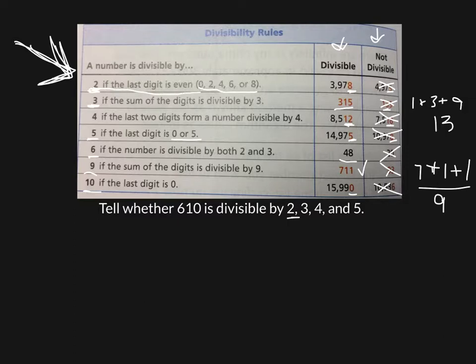If the last digit is even, is 0, 2, 4, 6, or 8? Yes. So is it divisible by 2? Yes. So I'm just going to put the numbers that it is divisible by in a line.